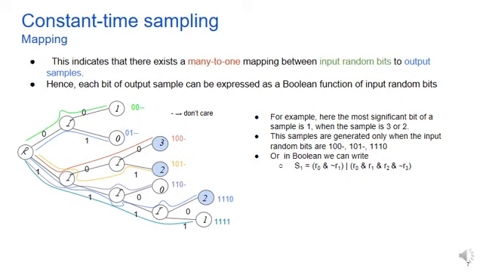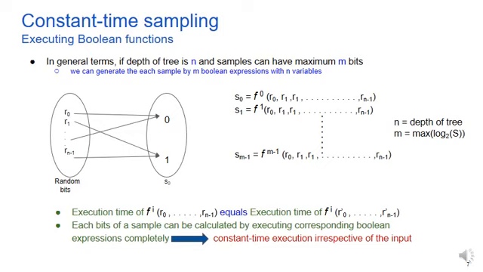For example, here the most significant bit of a sample is 1 when the sample is 3 or 2. These samples are generated only when the input random bits are as shown here. Or in Boolean, we can express S1 as shown. This expression sets the MSB 1 only when it receives the above input bit strings. In general terms, we can generate each sample by m Boolean expressions with n variables. For different input random bits, any of these expressions takes same time to execute.